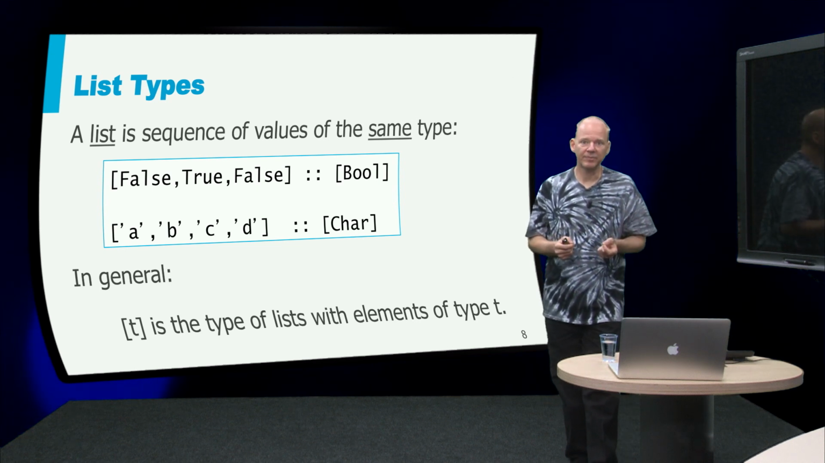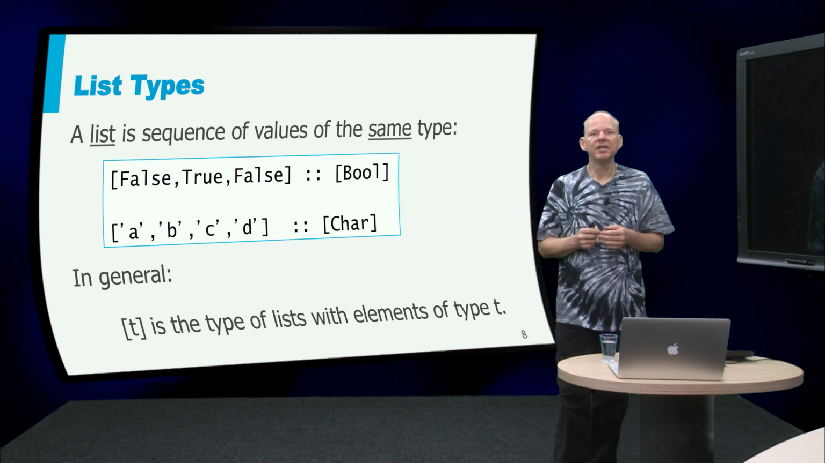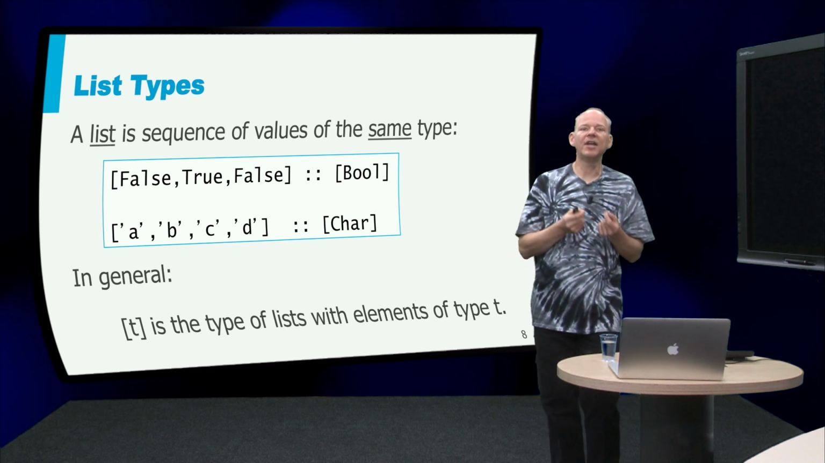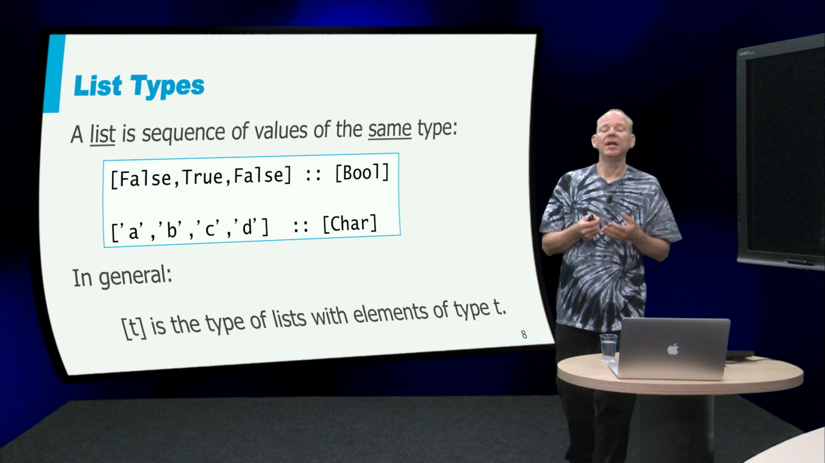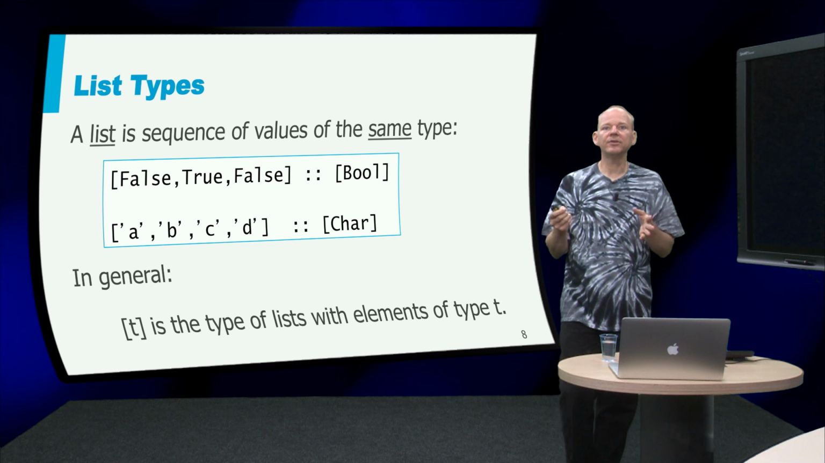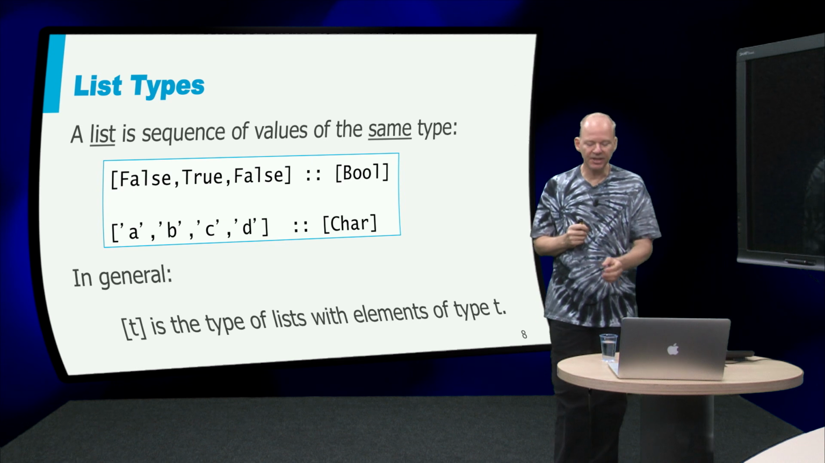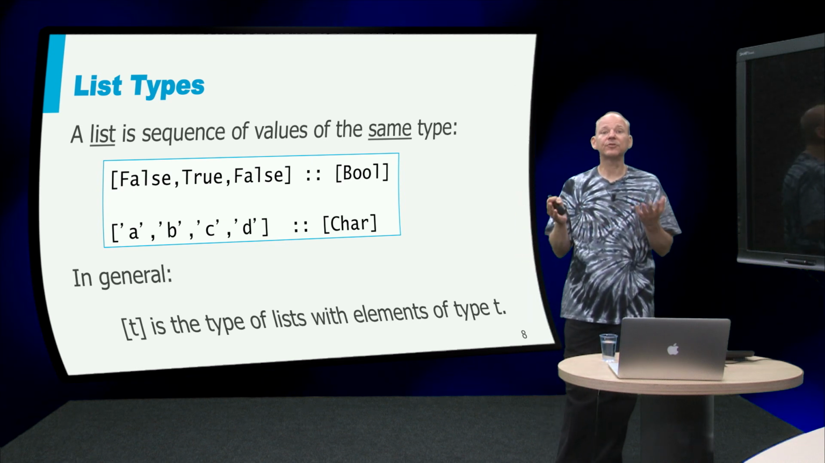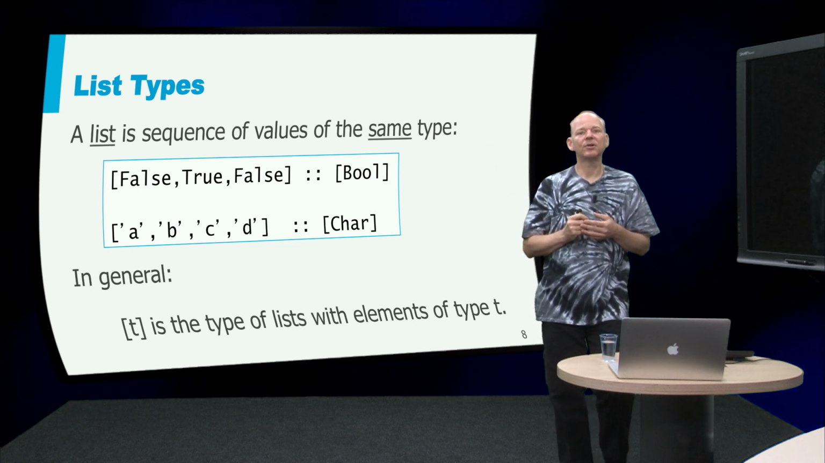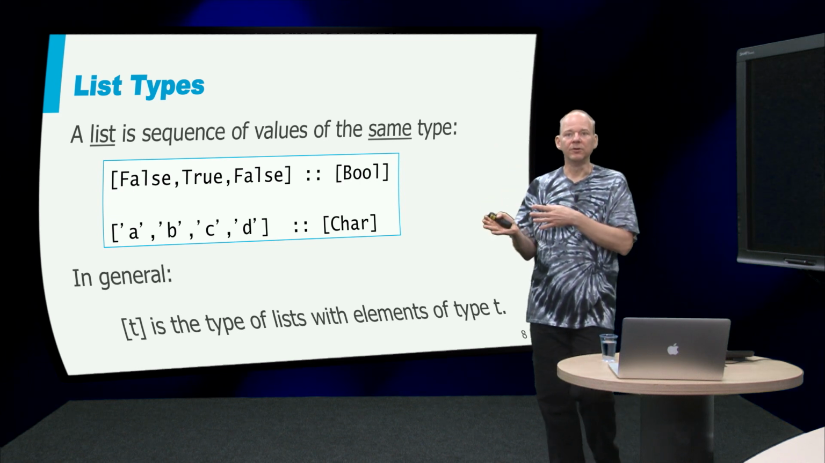I mentioned when we talked about characters that strings really are lists of characters, and the type of lists is the first generic type or polymorphic type that we will see in Haskell. And a list is a sequence of values where all the elements have the same type. The first example here is a list of three booleans, False, True, and False. And you see here that we denote the type with a colon and then the type is list of Bool.